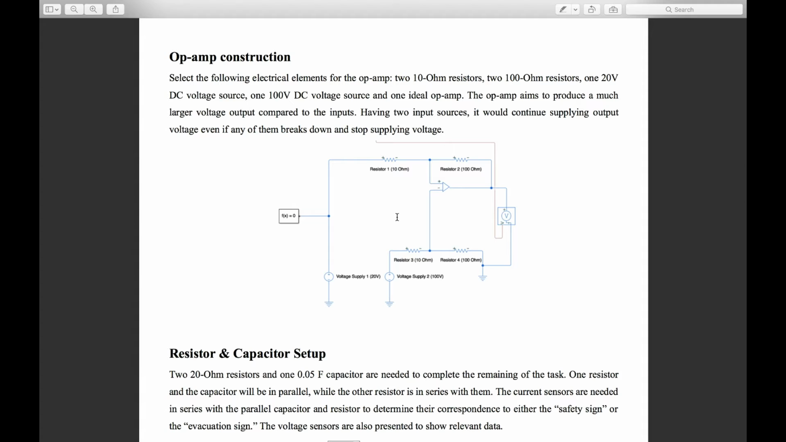We first need to construct an operational amplifier, which aims to enlarge the input voltage and supply it to the whole system. I select the following electrical elements for the op-amp. I have two 10-ohm resistors, two 100-ohm resistors, one 20-volt DC voltage source, one 100-volt DC voltage source, and one ideal op-amp. We have two input sources, so it ensures the system continues supplying output even if any of the voltage supply breaks down.